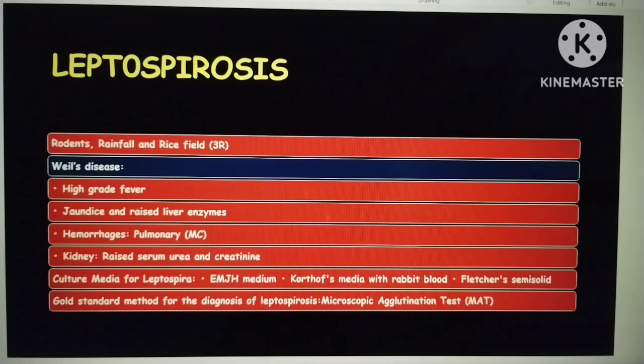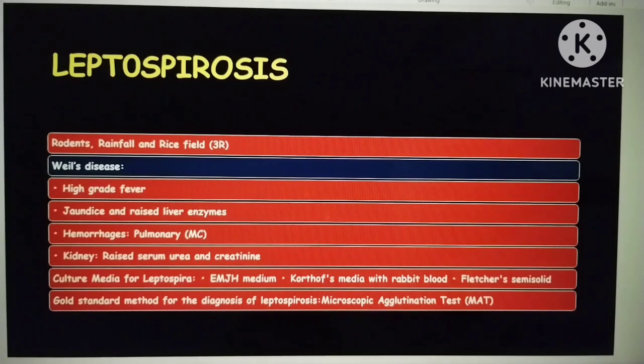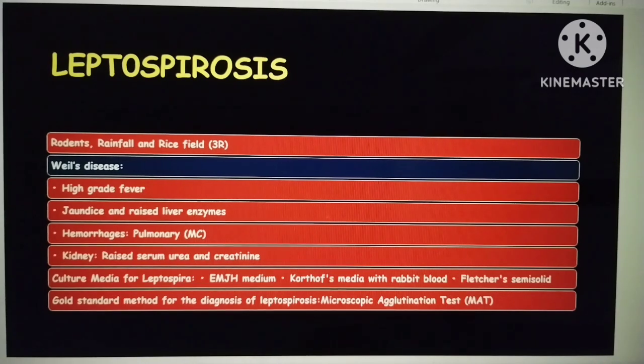So today we'll discuss leptospirosis, and here you want to remember 3R: that is rodent, rainfall and the rice field. Okay, here in the history there will be a clue like there was a heavy rainfall. Some such words will be there. It is characterized by Weil's disease, which usually manifests with high grade fever, jaundice, and hemorrhages, most commonly in the lungs, that is pulmonary hemorrhages will be seen, and in the kidney there will be raised serum urea and creatinine.